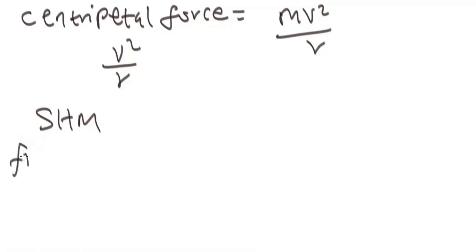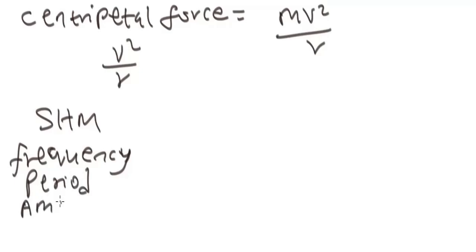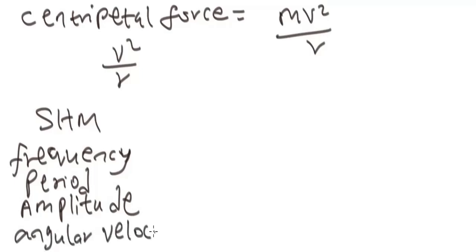We have frequency, we have period, we have amplitude, we also have angular velocity. Alright, so we're going to look at these basic four terms in simple harmonic motion. Let's begin with frequency. Frequency in simple harmonic motion simply refers to the number of oscillation per time of a body undergoing simple harmonic motion.